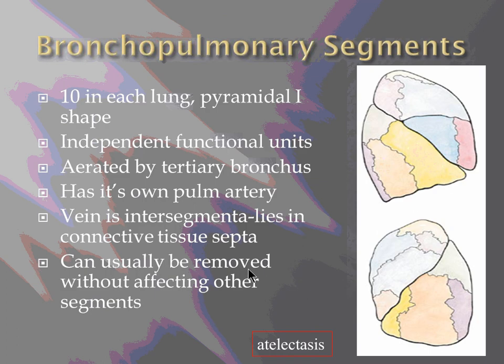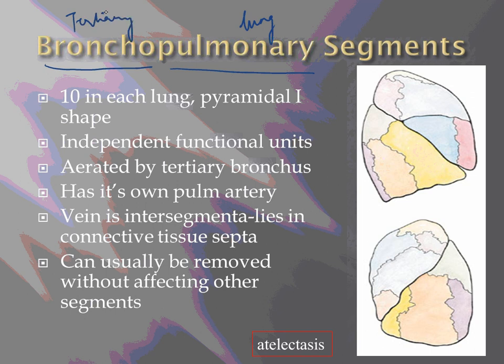Now, if you remember earlier, I mentioned that those tertiary or segmental bronchi went to areas of the lung and helped to form what is called a bronchopulmonary segment. So if you think of it, the bronchopulmonary segment has two parts, a bronchial part and a pulmonary part. The pulmonary is the part from the lung. The bronchial is the tertiary bronchus.